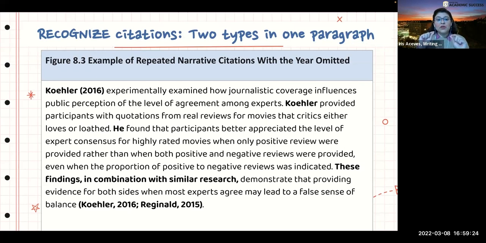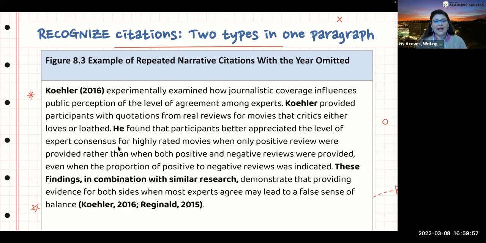So you might actually have a sentence that you want to create, and you're going to combine a couple of the articles that you're reading. So we have a nice transition here. So an example here at the very last sentence. So these findings in combination with similar research, right? So here, these findings, this is a reference to all the Kohler 2016 findings in combination with similar research.